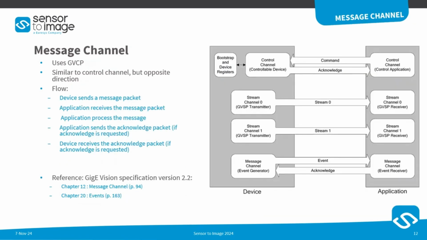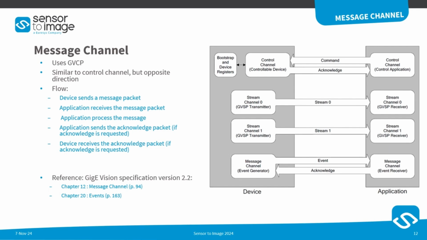The message channel is a way for a GigE Vision device to send messages to an application without being asked. Technically, the message channel also uses the GigE Vision control protocol, but the transaction is initiated by the device, not the application. So the information flow is that the device sends a message. You can think of this as an event to an application. The application receives and processes the message. The application sends an acknowledge if requested by the device. A typical use case for events is a monitoring process on the camera, which sends a message when a parameter exceeds its limits.